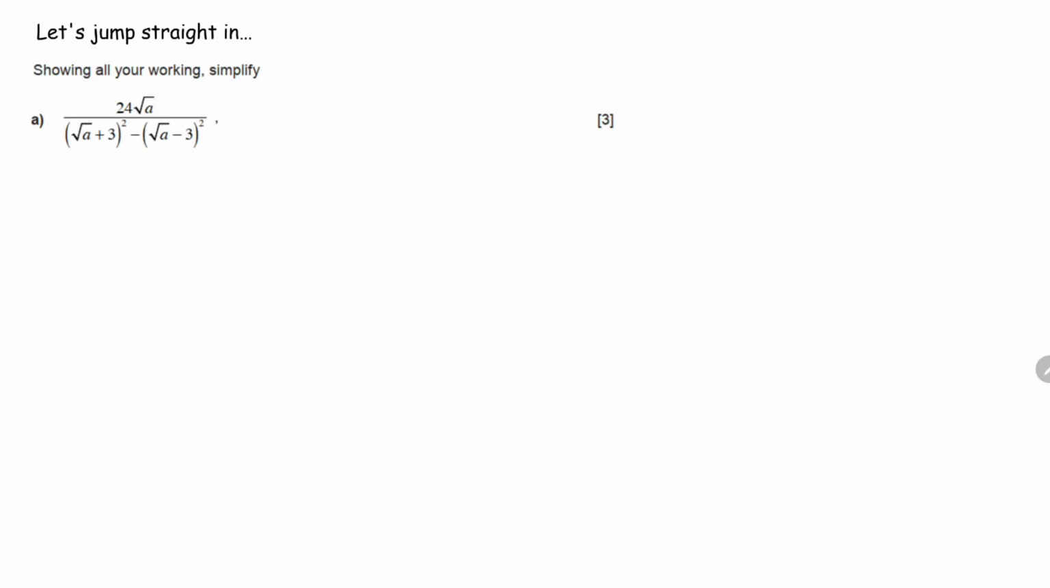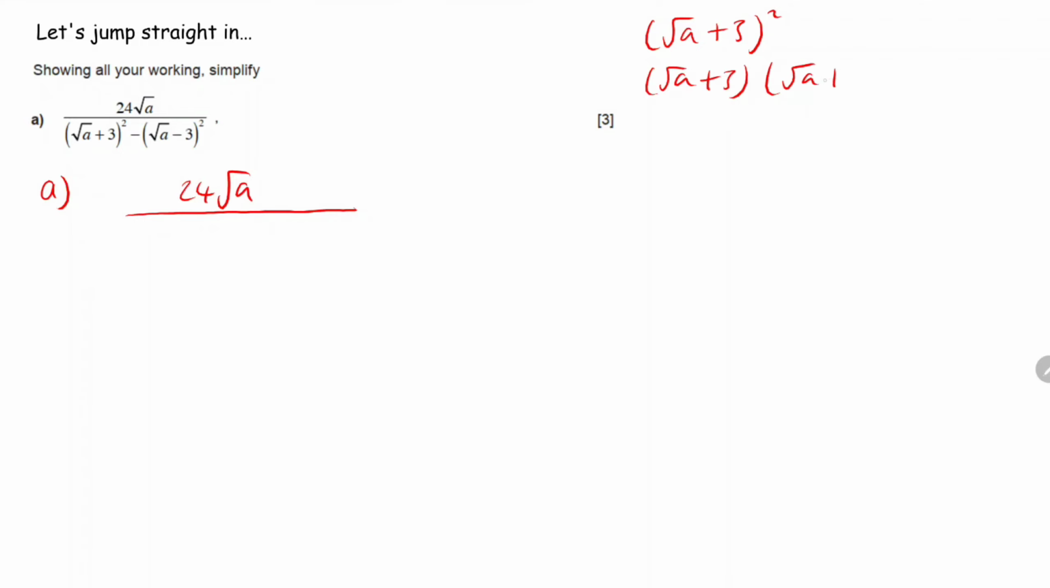So the first thing we're going to do is simplify the bottom. Our top is going to remain as 24 root a. Now we're going to simplify the bottom, and I'm going to do that separately over here. So you'll notice we have root of a plus 3 squared. We're going to simplify that first, so we're going to write root a plus 3 times by root a plus 3.